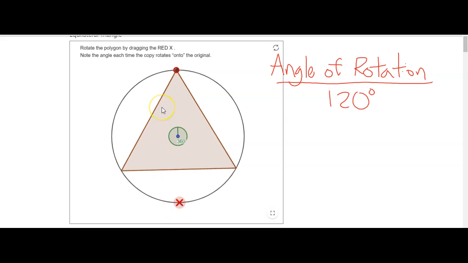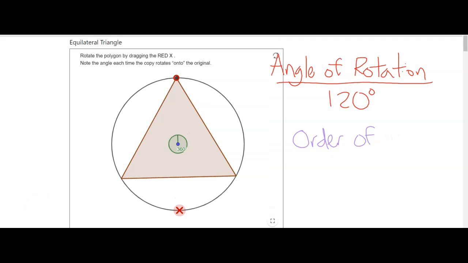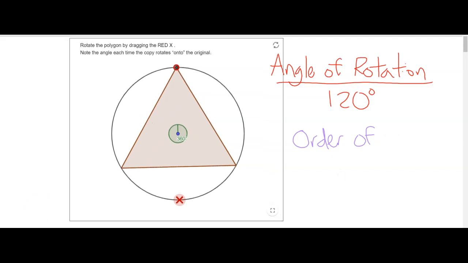So because it lands on itself 3 different times by the time it gets to 360, the order of rotational symmetry is going to be equal to 3. So again, that's how many times you can rotate a figure by the time it gets back to 360. So 3 would be the order of rotational symmetry for an equilateral triangle.